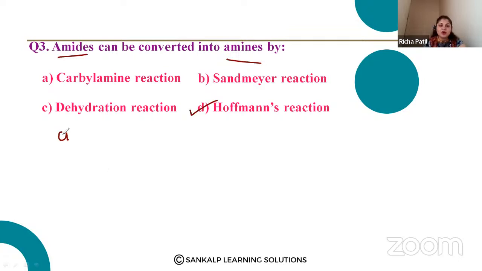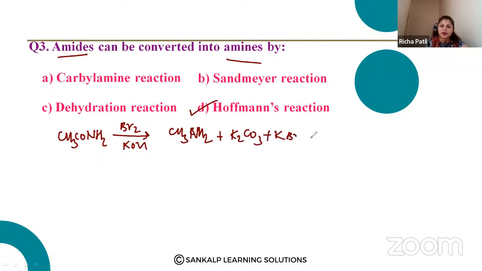Hoffman reaction. So if CH3CONH2 is your reactant, in the presence of Br2 and KOH, what does it yield? CH3NH2, plus K2CO3 plus KBr plus water. So this is your Hoffman bromamide reaction. So amides can be converted into amines by the Hoffman bromamide reaction.